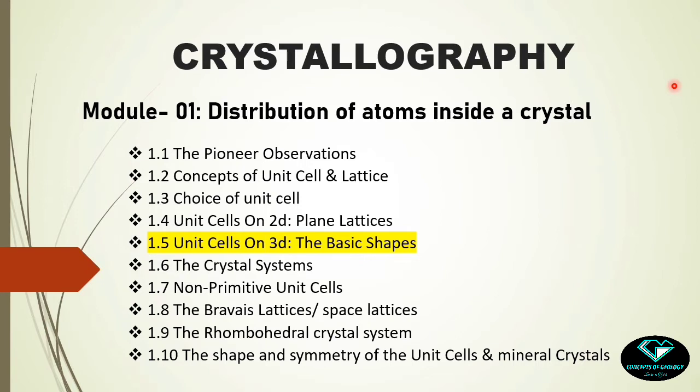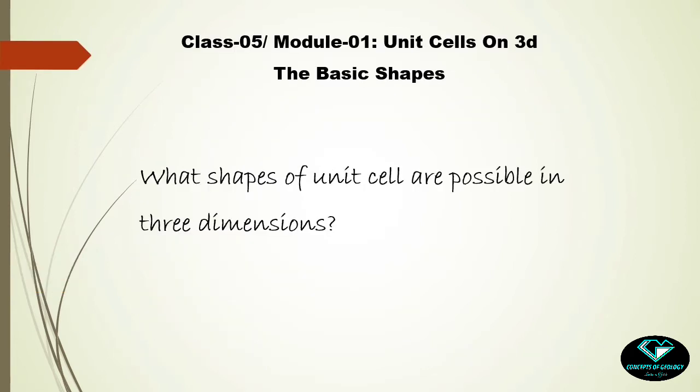Till now we have concentrated only on the two-dimensional arrangement of motifs in any given structure. So we have learned the two-dimensional lattices or plane lattices in the last class, and today we will add one more direction and try to find out which basic shapes of unit cells are possible in 3 dimensions. So for today the topic is the unit cells in 3 dimensions, and the question we will try to answer after this class is what shapes of unit cells are possible in 3 dimensions.